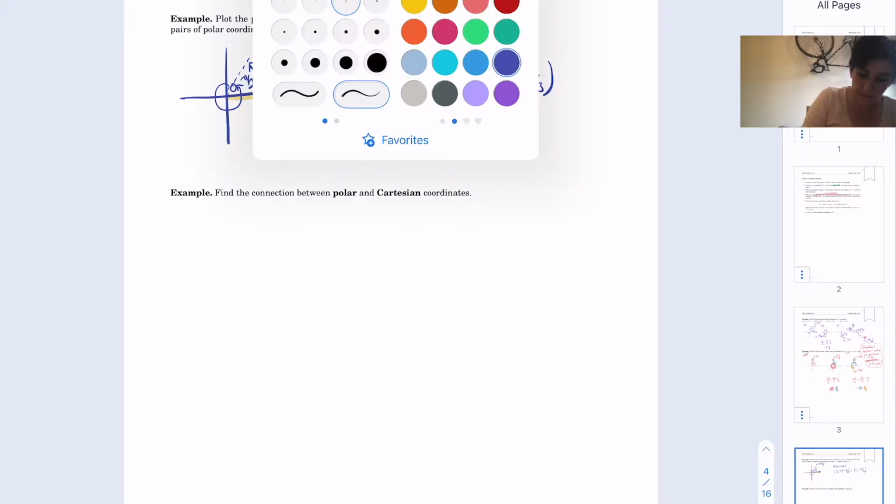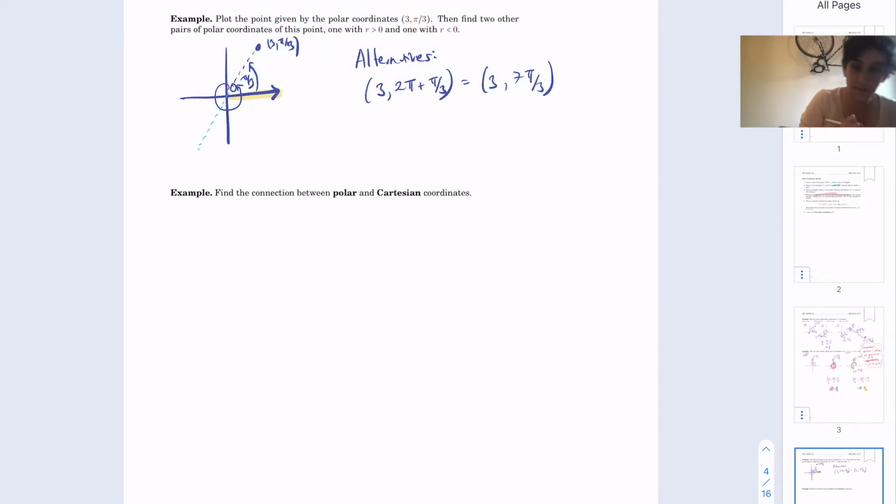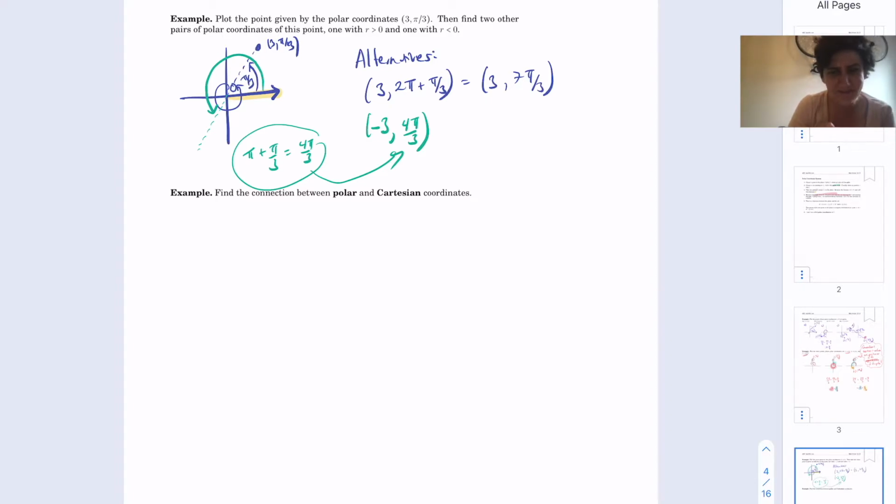Second case, well, let's go this distance around. So what is that? Well, we're adding on pi plus pi over 3. So that is 4 pi over 3. But we want to get ourselves flipped across the pole. And so we're going to use -3, 4 pi over 3. All right. And so this was the operation that I used to get that. Sound sensible? Think you could come up with some alternate polar coordinates?